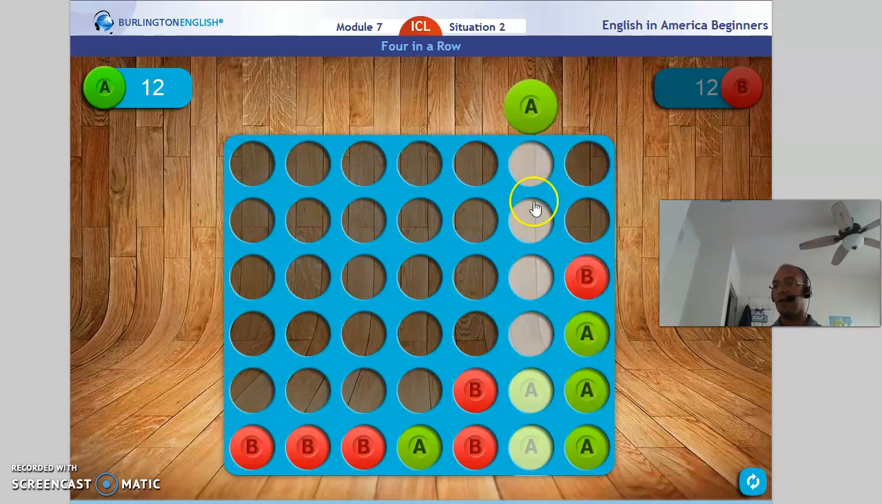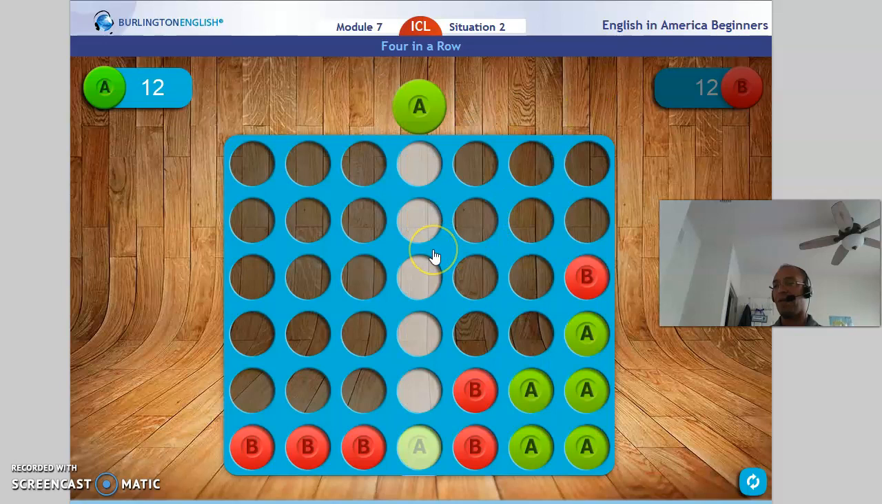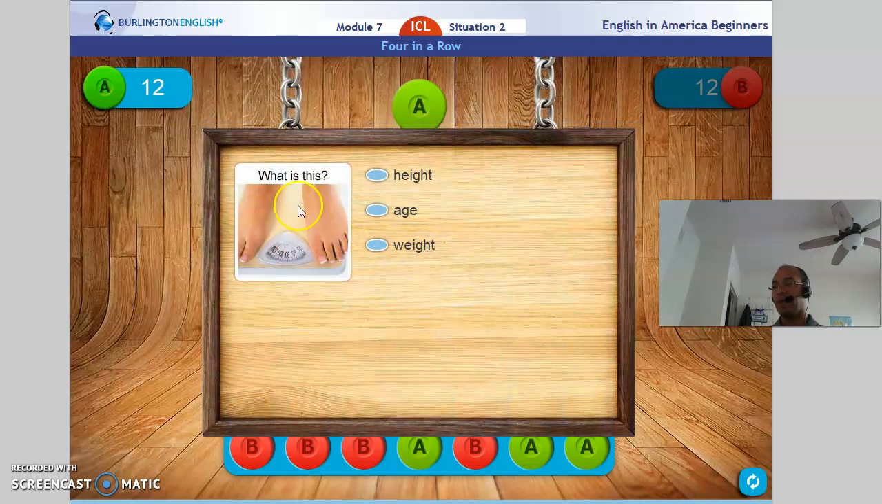Okay, so we're going to go to first, second, third, fourth. Let's go to the fourth one. What is this? Oh boy. Is this the height, the age, or the weight? What is it measuring? Yeah, it's measuring weight. This is definitely one of my less favorite things to do. Weight.